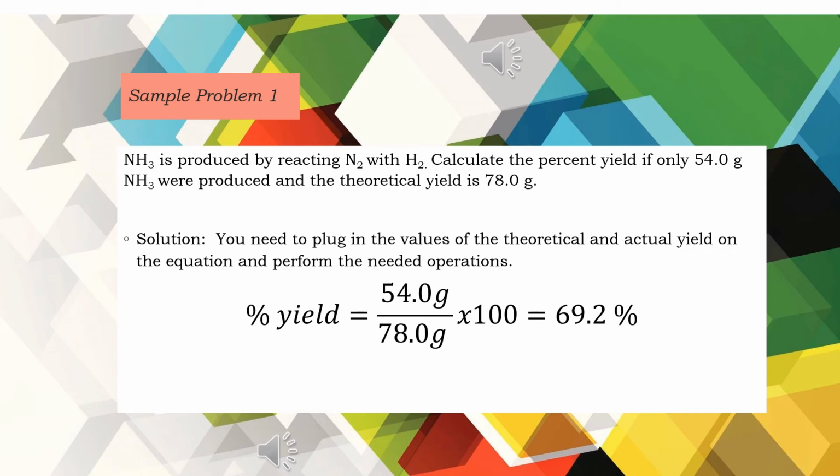The solution is you need to plug in the values of the theoretical and the actual yield in the equation and perform the needed operations. The given actual yield is 54.0 grams and the given theoretical yield is 78.0 grams. If you divide them and multiply the quotient by 100, then you will get 69.2%.